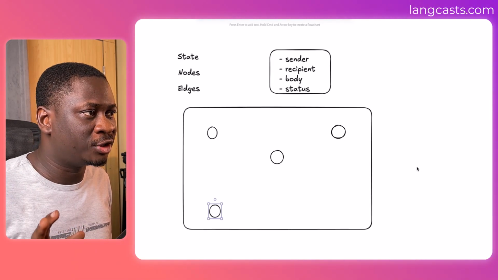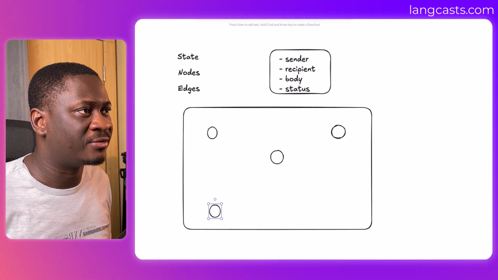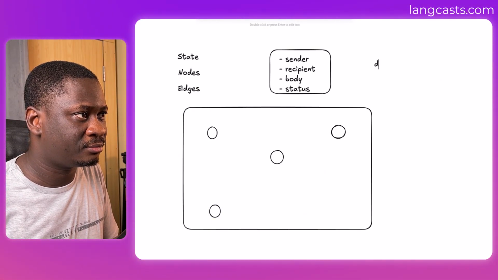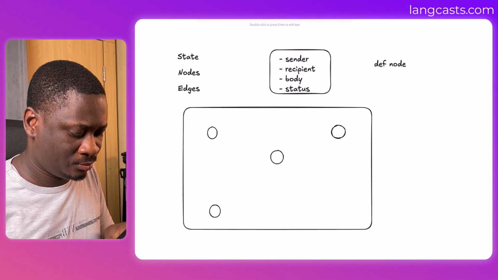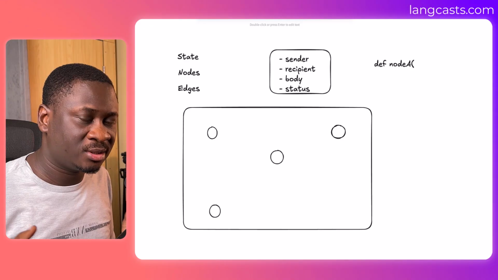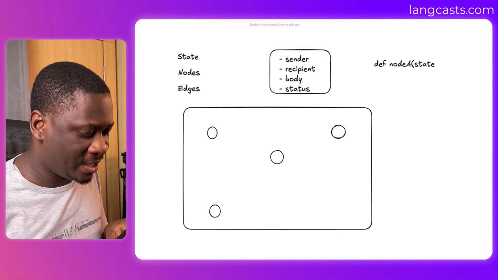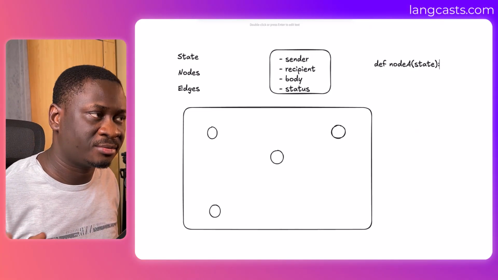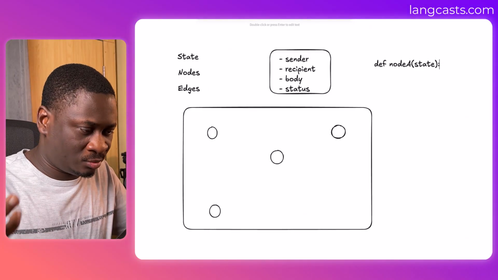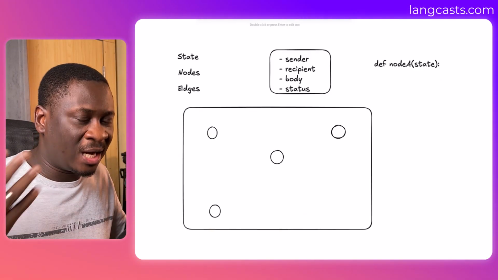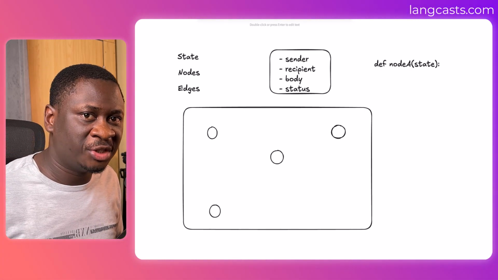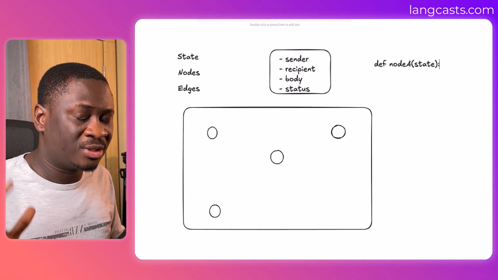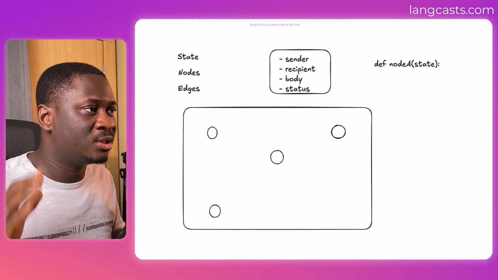Now, each node function, let me have some text here so I can describe that. Each node function, let's say def node A, will take as its argument the state of the AI agent. That's something to note. Every node can take the state of the AI agent and can access it for information that it needs or to perform some of its operations. Every single node takes by default the state of the AI agent.